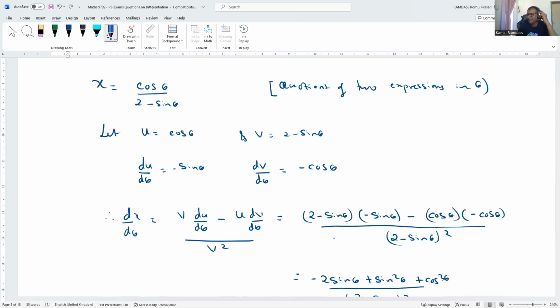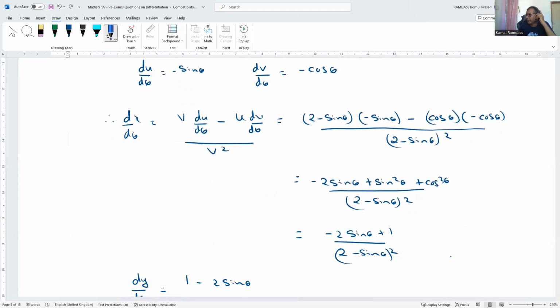And dx by d theta, c'est v du by d theta minus u dv by d theta divided by v squared. C'est le quotient rule. Et je prends v multiplied by minus the sin de theta, du by d theta, minus de u. U, c'est quoi? Cos de theta times dv by d theta minus the cos de theta divided by v squared, 2 minus sin de theta to the square. Et finally, je gagne minus de 2 sin de theta plus sin square de theta plus cos square de theta divided by 2 minus the sin de theta to the square.